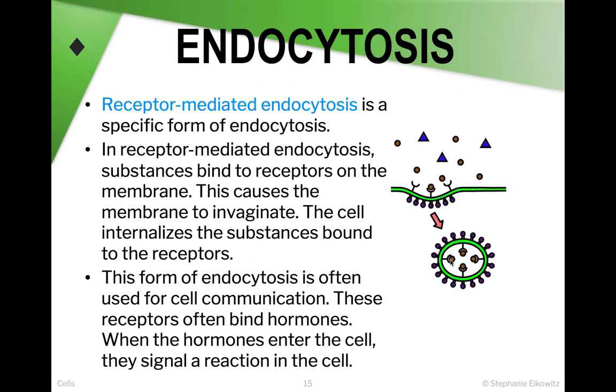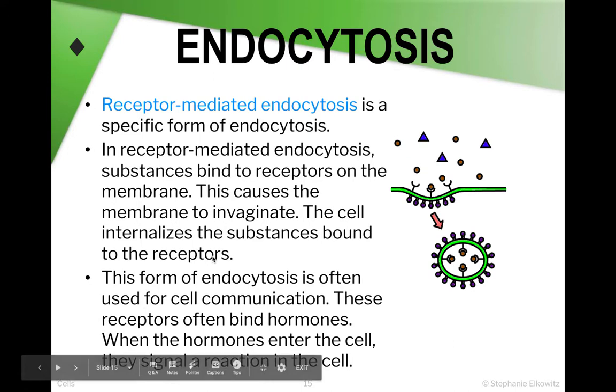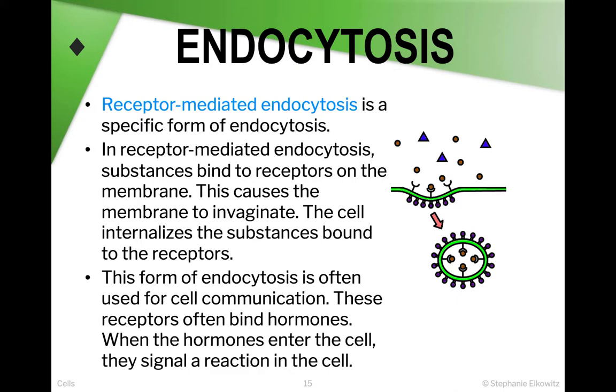Okay. This form of endocytosis is often used for cell communication. Okay, these receptors often connect to hormones. So there will be a hormone outside the cell, it'll connect, and that hormone will be taken inside the cell, which will affect how the cell grows and behaves. Okay.